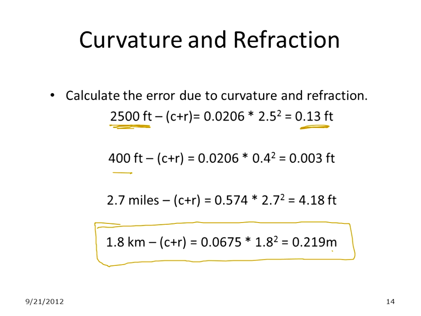If we have miles, we can use this formula. Over a distance of 2.7 miles, look how far off your measurement would be: 4.18 feet. That's huge, which is a good reason why we don't measure using the level over a distance of 2.7 miles. We would break that up into much smaller distances, 400 feet, again less than 1,000 feet at a time, to make sure that our error correction is negligible.